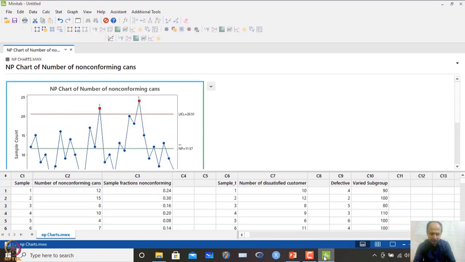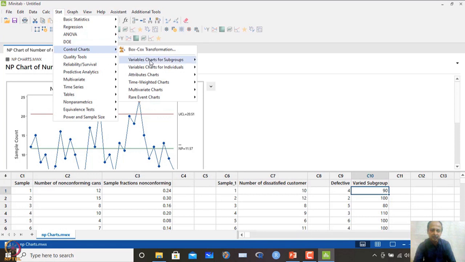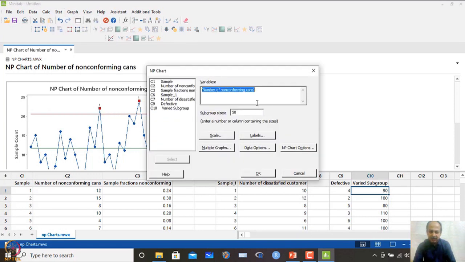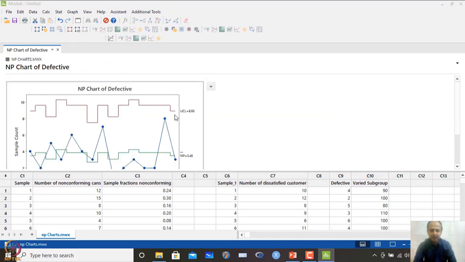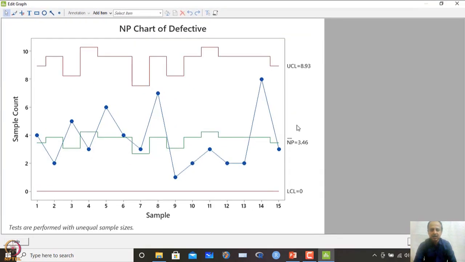Maybe some example. This is a variable subgroup size, what you see in C9 and C10. The number of defectives and the sample size change, and in that case also you can plot it. Control Chart, Attribute Charts, NP Chart, and I mention that I want to see defectives, and instead of 50 I say that the sample size is in column C10 and see what happens. Then you get this type of control chart.